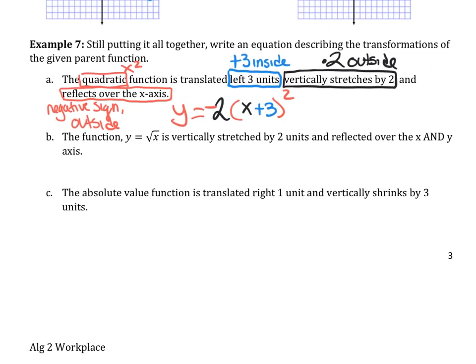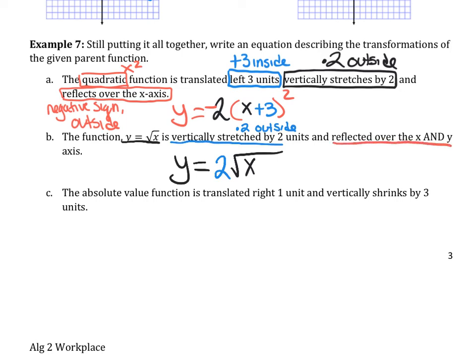Okay. Letter B, the function y equals square root of x. That's our square root function. We need to make sure that we have a square root in our transformed equation. So always start there. And we might as well put our x there as well. And then now we can worry about our other transformations. So vertically stretch by 2 means we multiply by 2 on the outside. And then reflect over the x and y axis means we'll have a negative sign inside and outside. So we have a negative out in front of the 2 and a negative in front of the x.